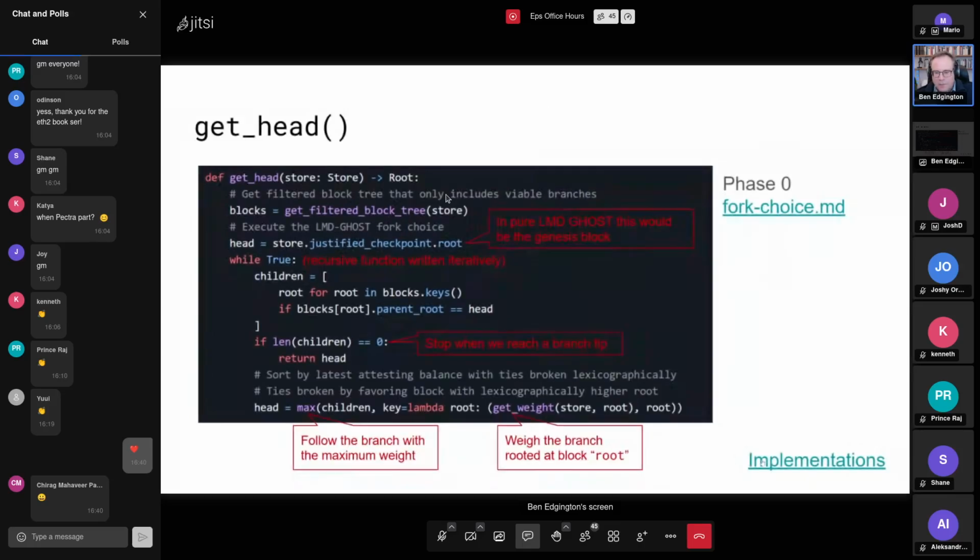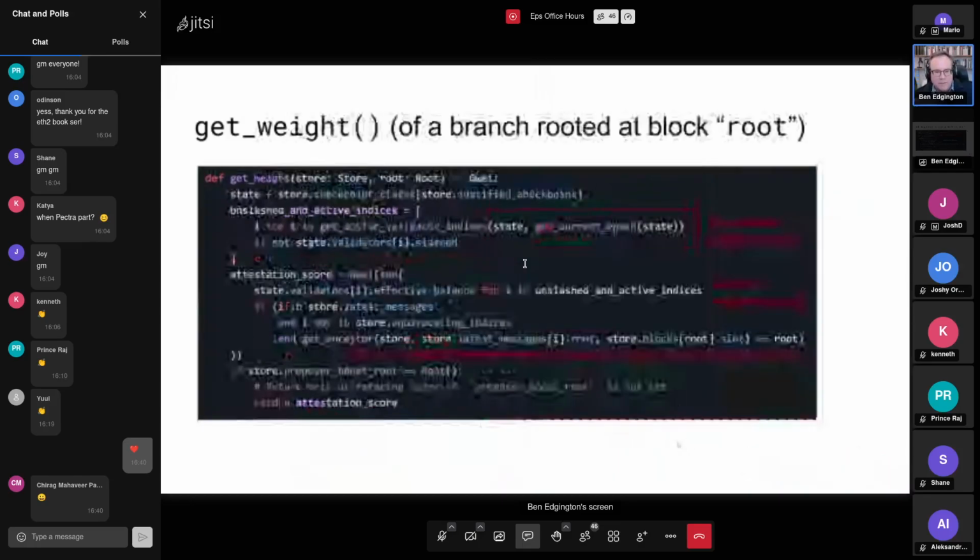Proto Lambda has done a bunch of implementations of this a few years ago. One of them became Proto Array, which became popular amongst client implementations. Prysm used it for a while, they moved away from it. I think Teku is still using it. But if you really want to dive into how this is implemented in practice, then you can follow the link there. And then, as for the get_weight function, how do we weigh these subtrees?